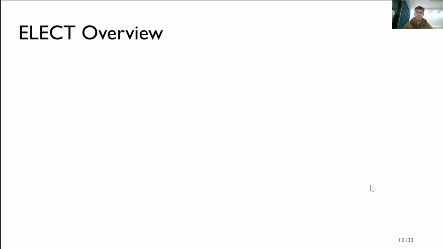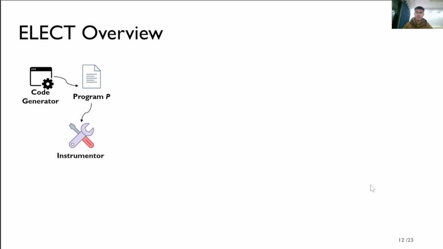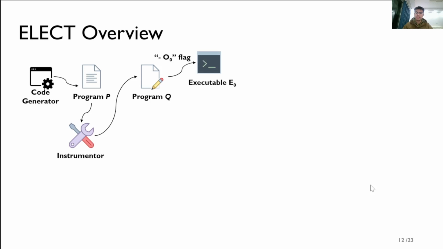First, we get program P from the code generator. The instrumenter will modify program P. After being instrumented, we have the program Q. Then we feed Q to the compiler with the O0 option, setting a very short running time for the executable. If the executable ends normally, we will get result R0.